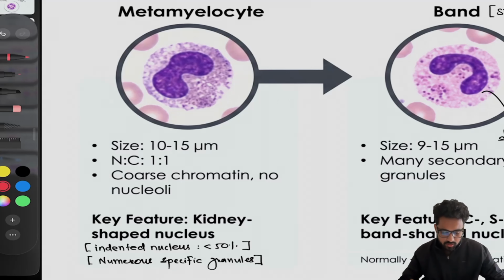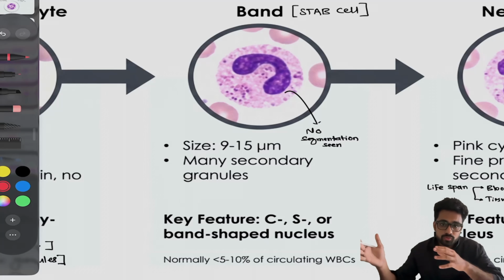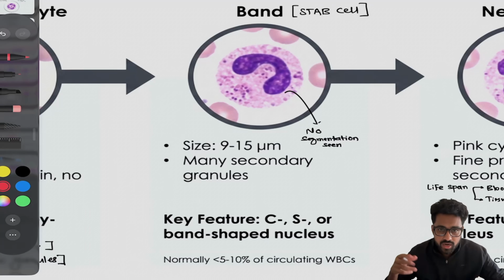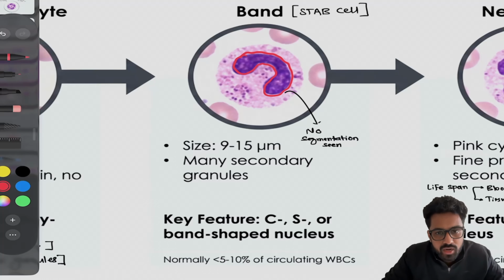Numerous specific granules are present in metamyelocyte. Next is our stab cell or band form. Size is 9 to 15 micrometer. No nuclear segmentation is seen because nuclear segmentation is a feature of neutrophil. It should be smooth, band shape, headphone-like nucleus. You can see here, you can appreciate this is a headphone-like nucleus or a band.